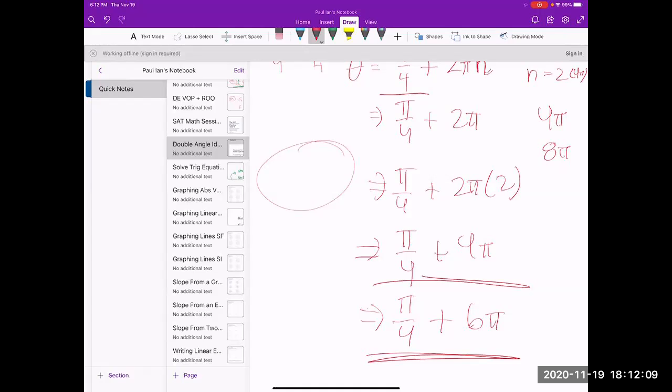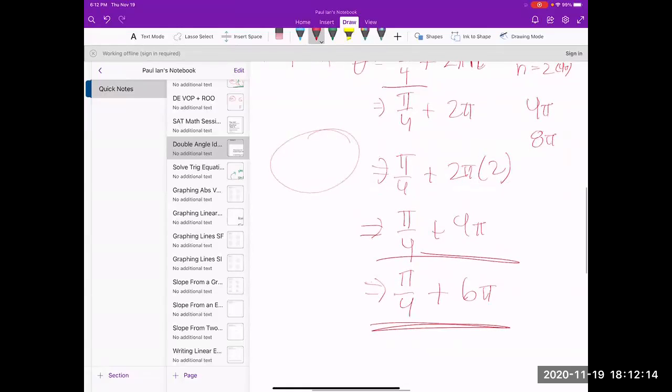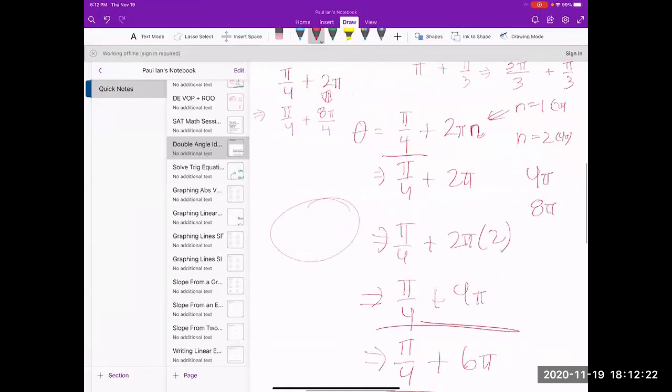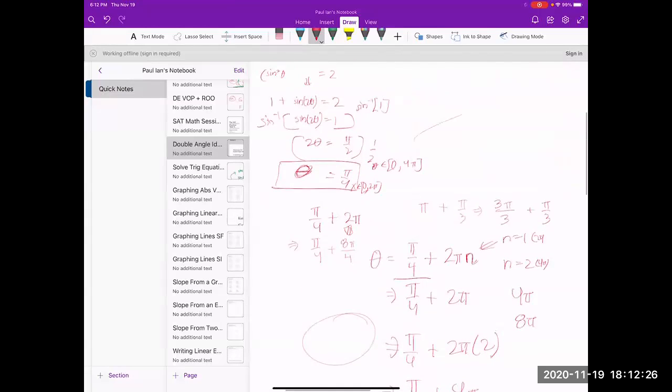Wait, what? I'm confused. Why is pi over 4 plus 4 pi? How does that make it on the circle? How does that prove that it's right? So the answer to this, for example, what is it for this guy right here? If the answer that you got was pi over 4, yeah.